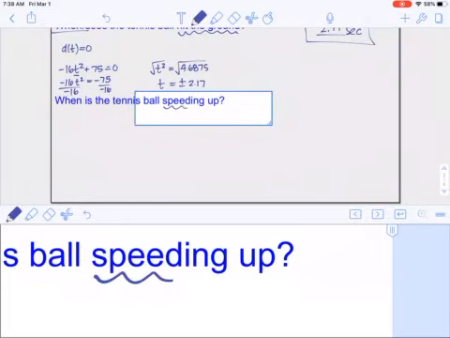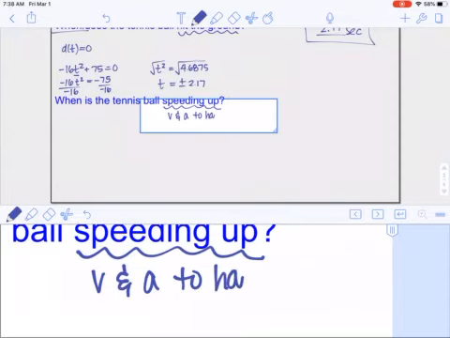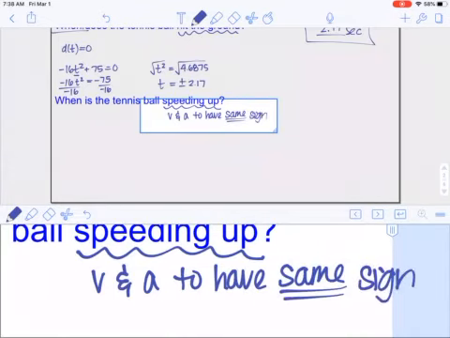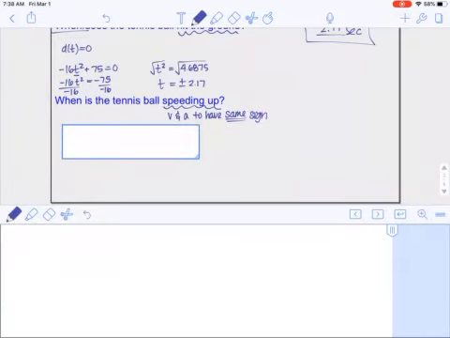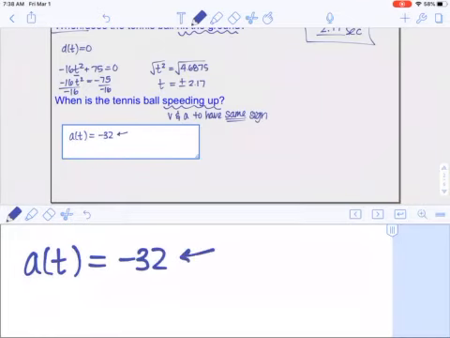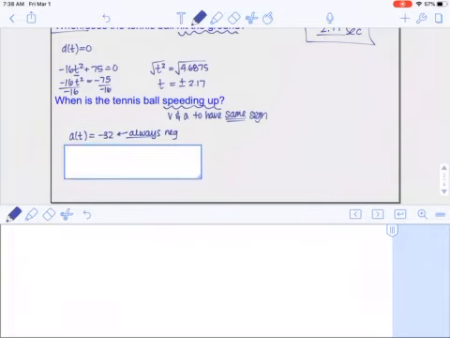All right, when is it speeding up? For it to be speeding up, I need velocity and acceleration to have the same sign. Let's think about acceleration first. I know my acceleration function is negative 32, which is always negative. So I really need to think about when my velocity function will be negative so that they have the same sign.